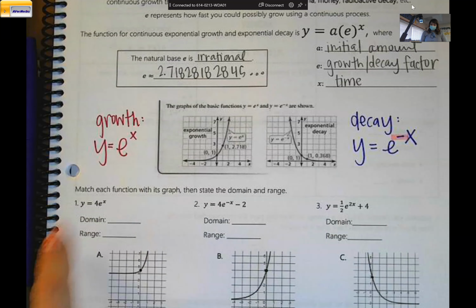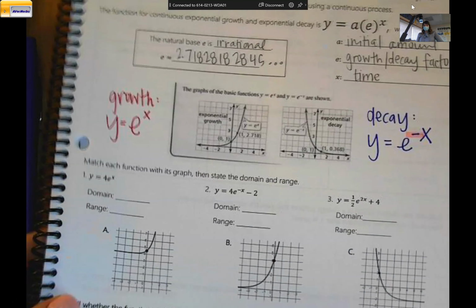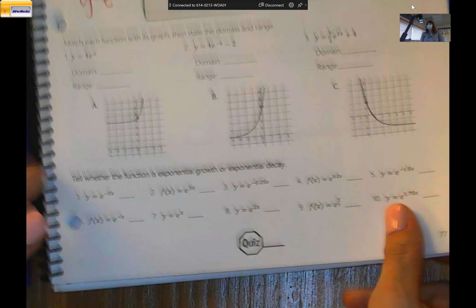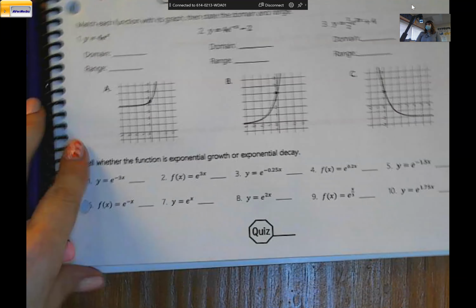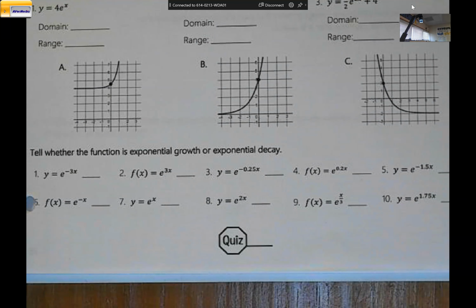So now that we know that, let's jump all the way to the bottom of the page. And you guys decide, just using that as your criteria, whether or not the exponent is positive or negative, and write a D or a G next to each one for growth or decay.